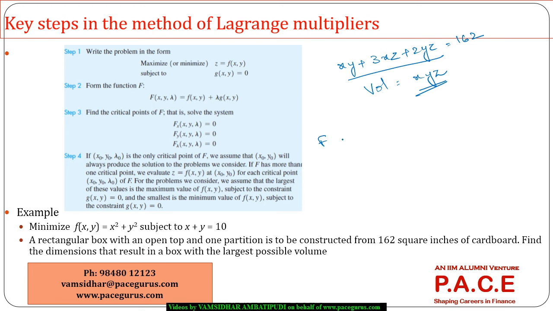So I'm creating a function f of x, y, z, lambda, which is xyz plus lambda times (xy plus 3xz plus 2yz minus 162). So I'll differentiate it with respect to x, which will give me yz plus y lambda plus 3z lambda. This is my differentiation with respect to x, which I'll equate to 0.